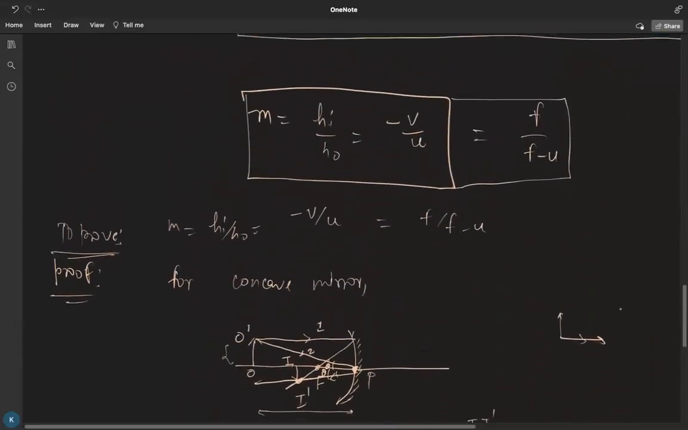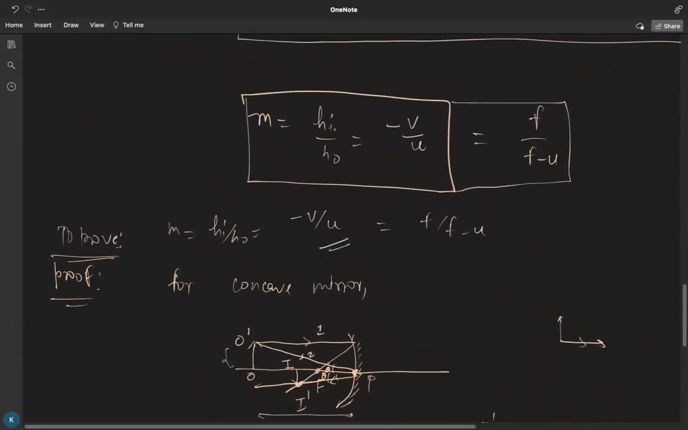As I claimed earlier, the transverse magnification is equal to height of image by height of object, and it is equal to minus V by U. Sorry, my bad, I said velocity earlier. V is the distance of the image from the pole, and U is the distance of the object from the pole. Right. So again, I'm going to tell you, use the sign convention in a very good manner because it's very helpful to all of you. Otherwise, you get sign issues.